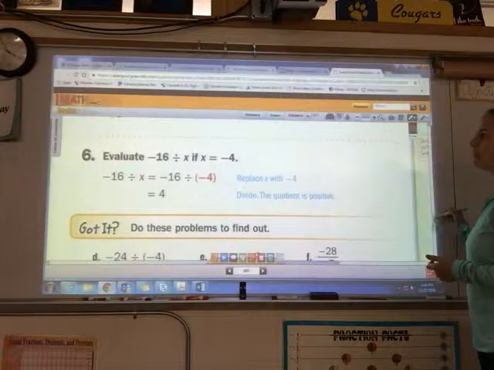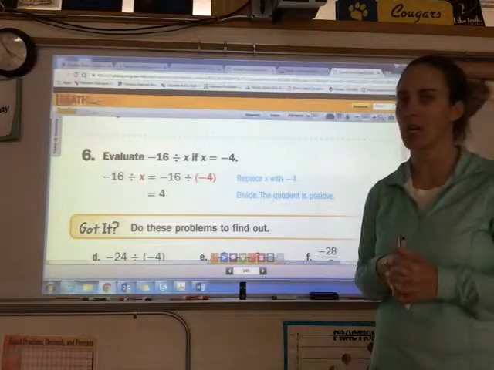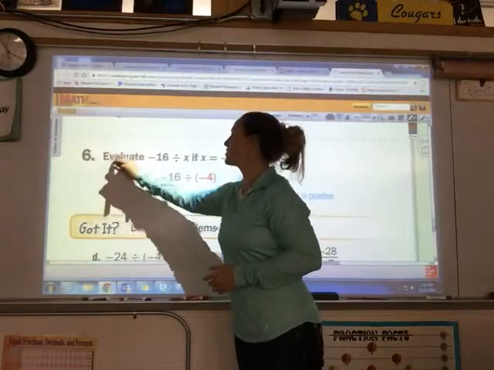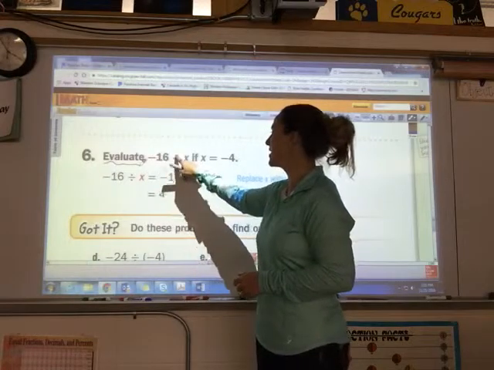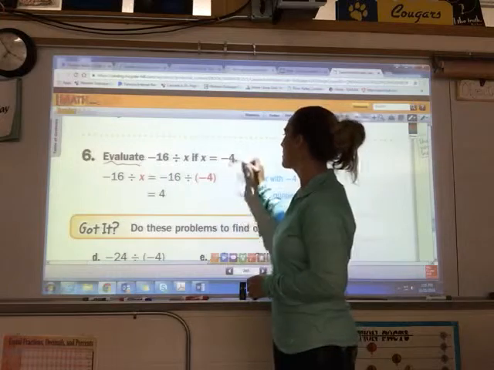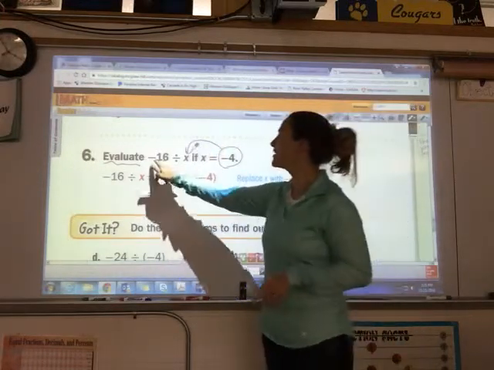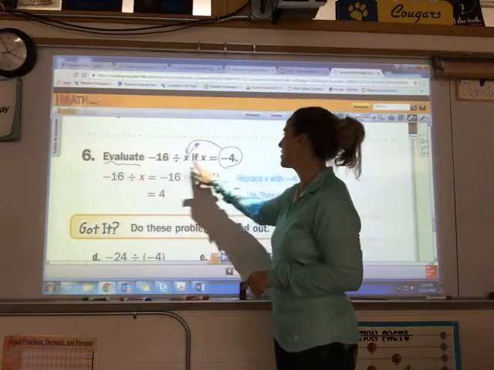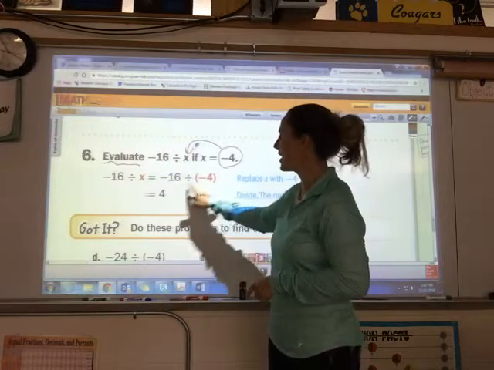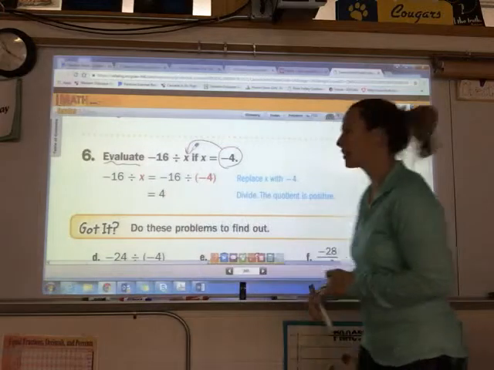Number 6 is a little bit different. Most of the time, these are the types of problems that end up being a little bit trickier. Evaluate, remember, means to solve for, so I'm taking negative 16 divided by x. They would like x to equal negative 4, so all I'm doing is taking negative 4 and plugging it in for x, which means I'm looking at the problem of negative 16 divided by negative 4. I've got a negative divided by a negative, so my answer is a positive, and 16 divided by 4 is 4.